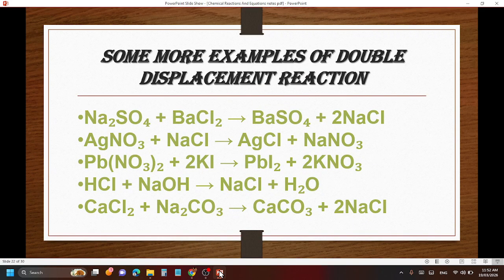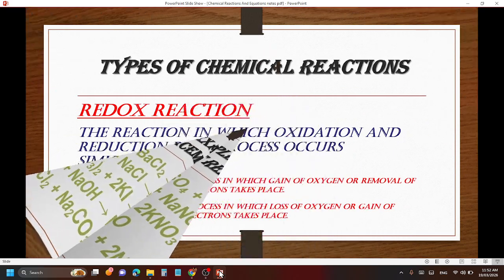Some examples of double displacement reaction: Na2SO4 plus BaCl2 gives BaSO4 plus 2NaCl, AgNO3 plus NaCl gives AgCl plus NaNO3. You can see Na2SO4 and BaCl2. Ba gets separated from Cl2 and gets added to SO4, and Na goes to Cl2, so it gets changed. Two times displacement takes place, so it is called double displacement reaction.